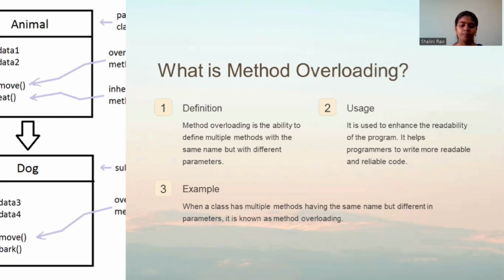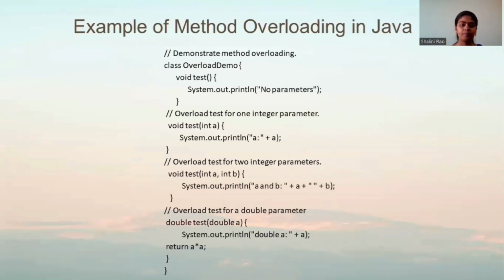Example: when a class has multiple methods having the same name but different parameters, it is known as method overloading. We have an example of method overloading in Java.